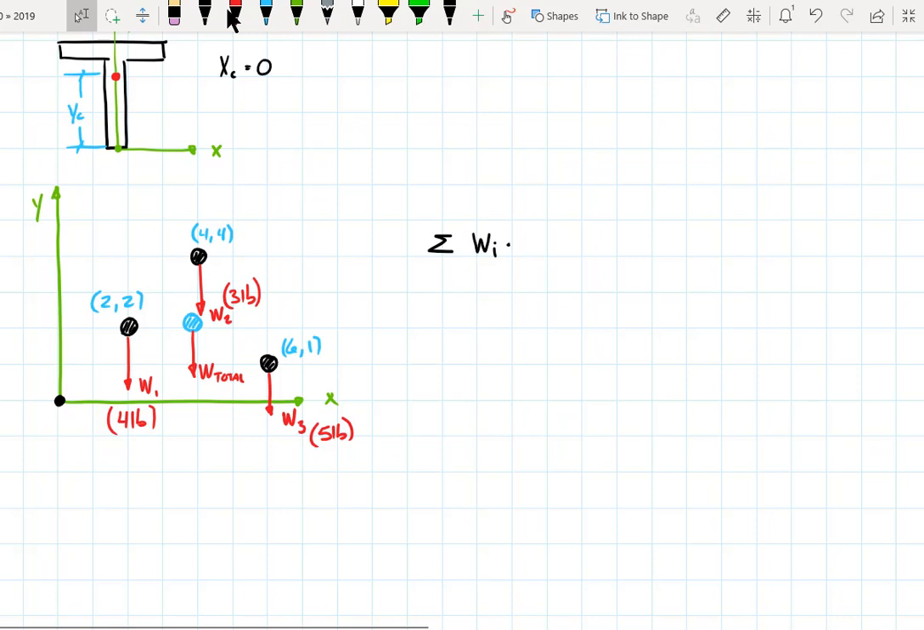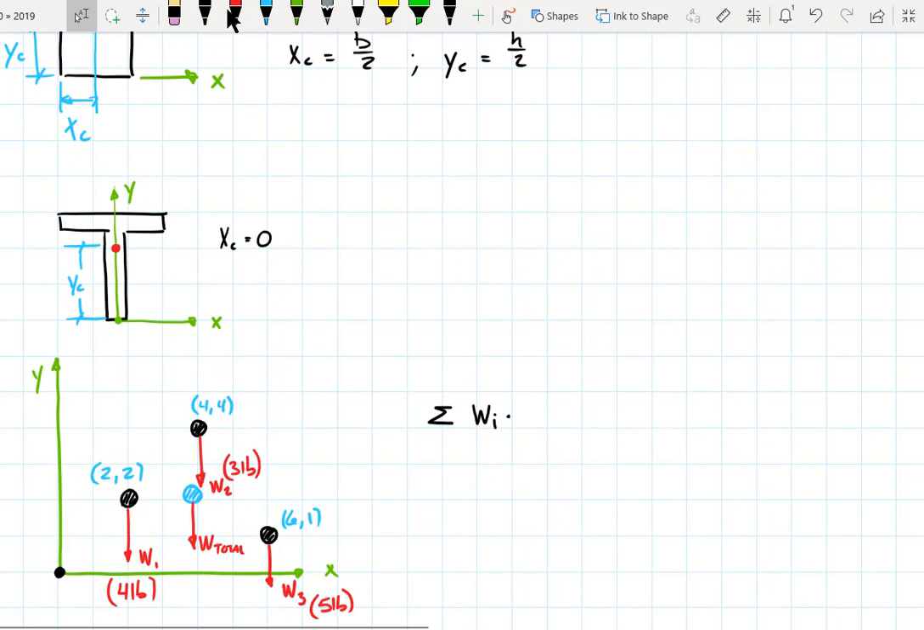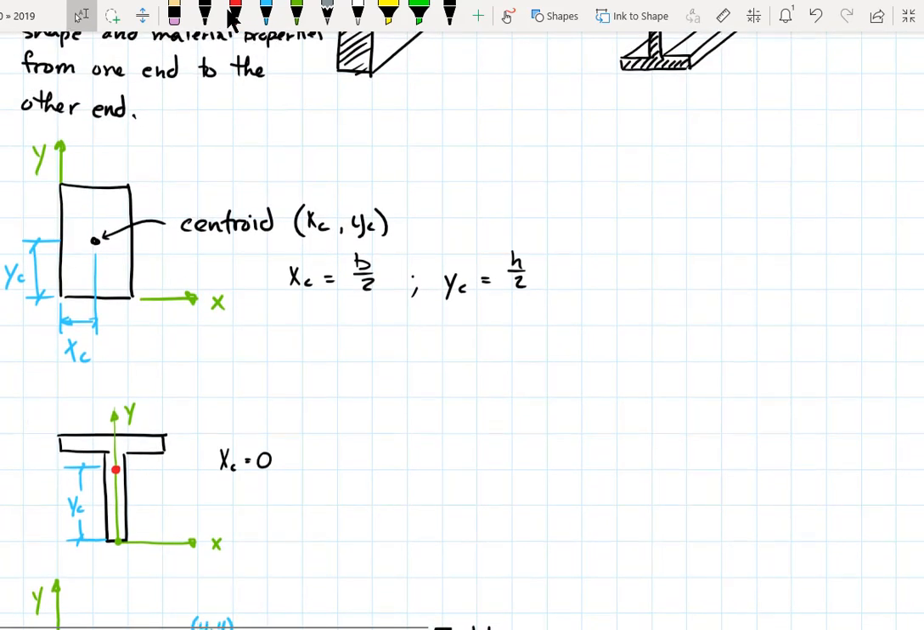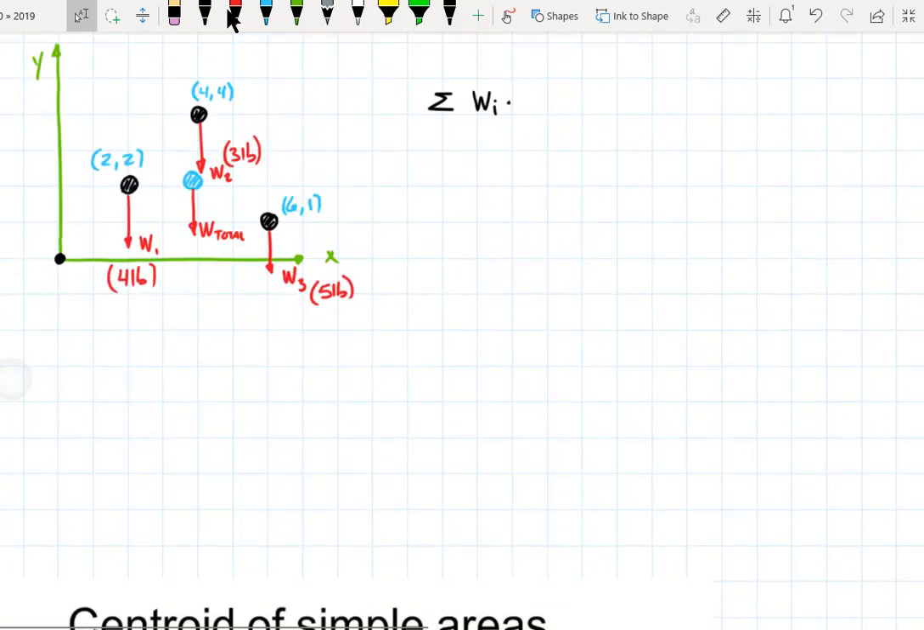You can put it wherever you want because you're measuring everything from the same reference point. Here I picked a spot. Here on this T, I put the reference kind of in the middle at the bottom. Here on the rectangle, I put it in the bottom left corner. So the reference is not set, except when you're solving a word problem or a test problem, there'll be an origin that you have to measure everything from.